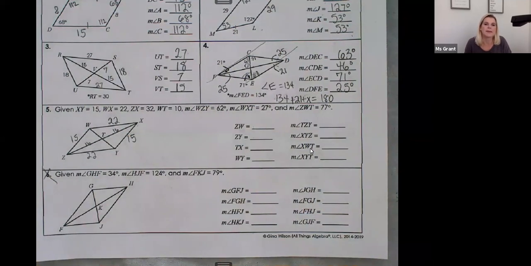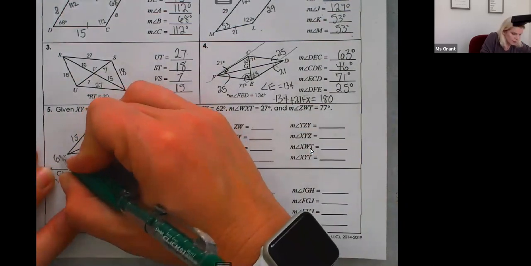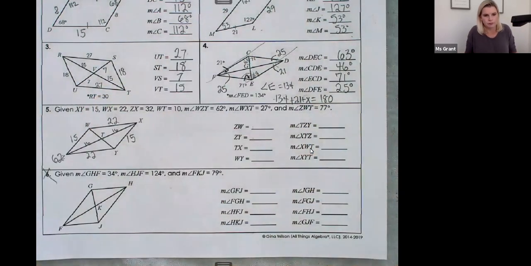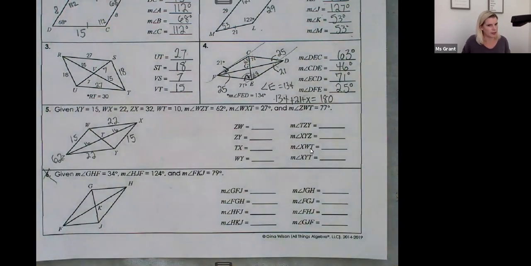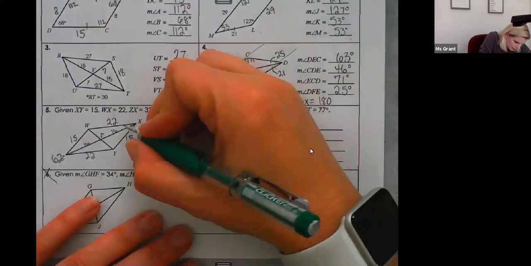Then WZY is 62. The whole thing is 62. I don't know each part. I'm not going to say that they're 31 and 31. No, no, no. We can't do that. The whole thing of angle Z is 62. WXT, this little one is just 27 up here.